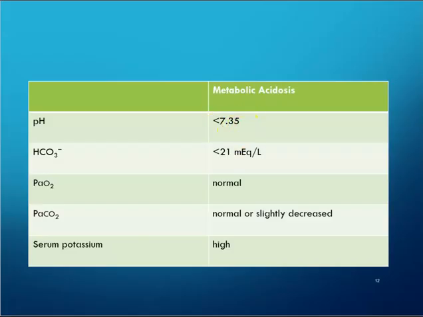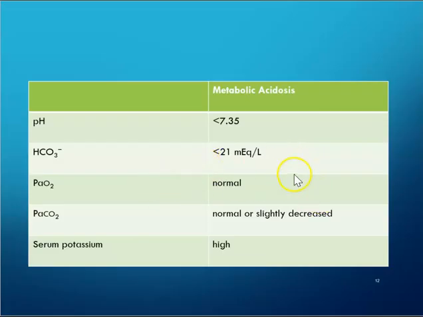To tell if it's metabolic or not, we need to look at the bicarbonate level. And bicarbonate, that's going to be the kidneys. So the kidneys are the metabolic part. For metabolic acidosis, our bicarbonate is going to be less than 21. So we have a pH of less than 7.35 and a bicarb level of less than 21.